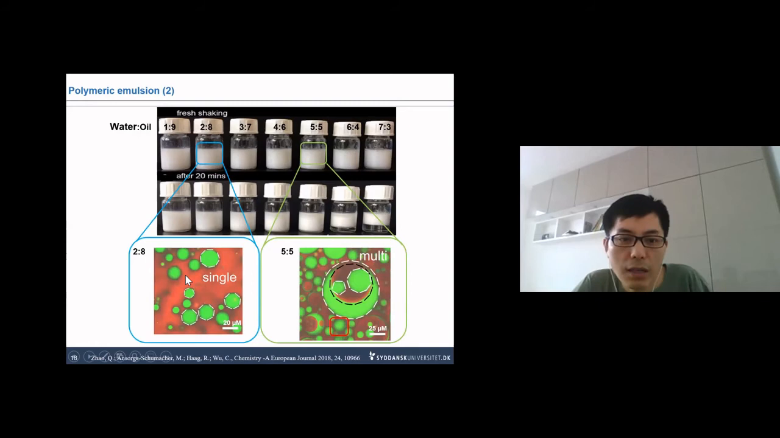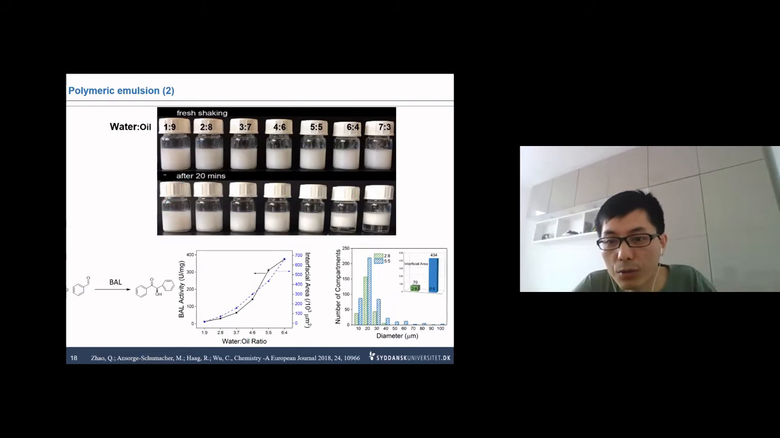If you have a lower water to oil ratio, then you have only the single emulsion, like the classical, milk-like emulsion. However, if the water and oil volume ratio becomes 5:5, we actually get a multiple emulsion. Which means we have one emulsion and then inside you have a multiple emulsion again. So you not only emulsify once, but you emulsify a few times. This will, in the end, contribute to a very good enzyme activity.